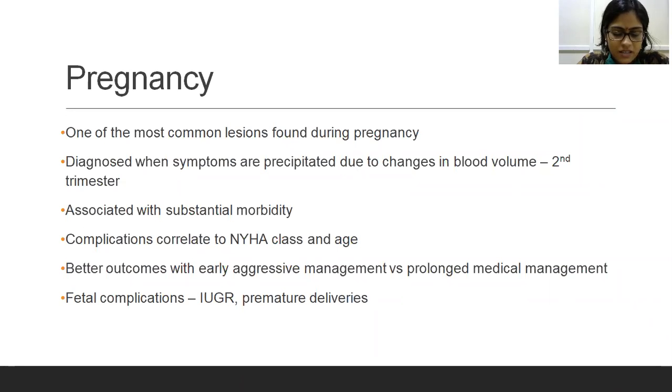In pregnancy, mitral stenosis is associated with significant morbidity. Complications will correlate to the NYHA class as well as the age of the patient. Better outcomes are seen with early aggressive management as opposed to medical management and taking it slow. So when you have a patient with mitral stenosis in pregnancy, you want to be aggressive. Even better if the lesion is picked up before the pregnancy, then you can do a percutaneous balloon valvuloplasty. You can mechanically correct the lesion and then plan a pregnancy. Fetal complications in mitral stenosis in pregnancy are IUGR as well as premature labor.